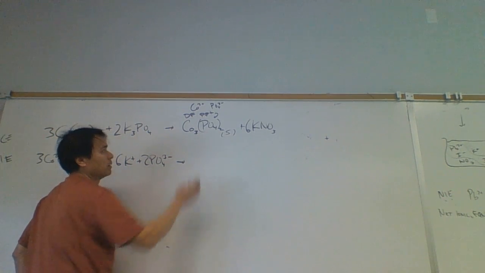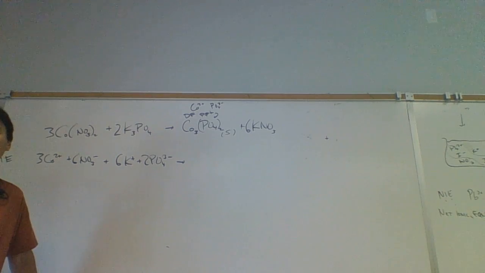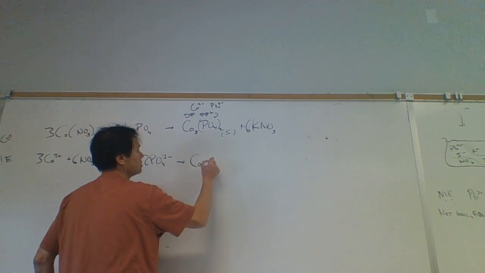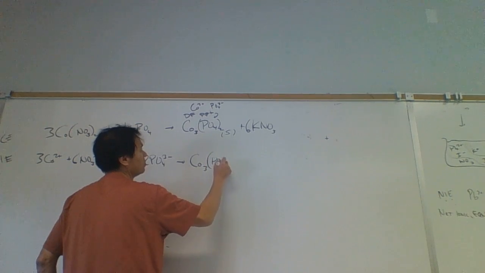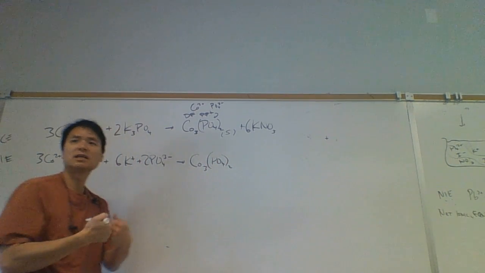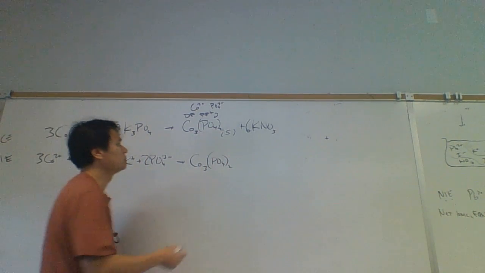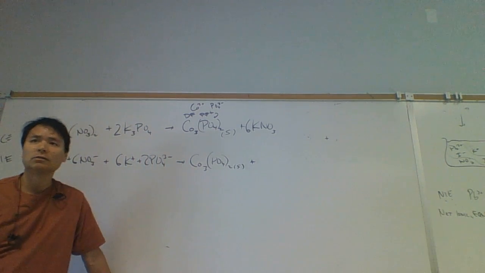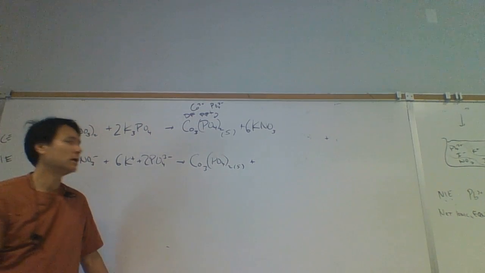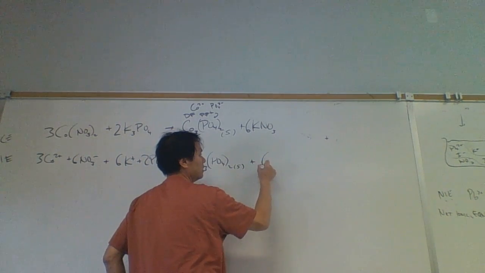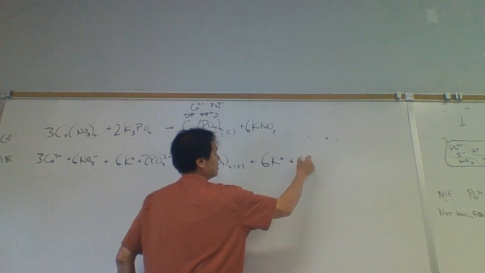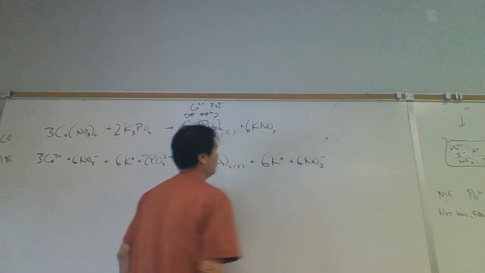Will water break apart the cobalt 2 phosphate? No. So this is just going to stay. The lattice is too strong. It stays together as a salt. How about KNO3? Will water break apart that? Yeah. And what's going to form? 6 potassium ions and then 6 nitrates. Okay, then we look.